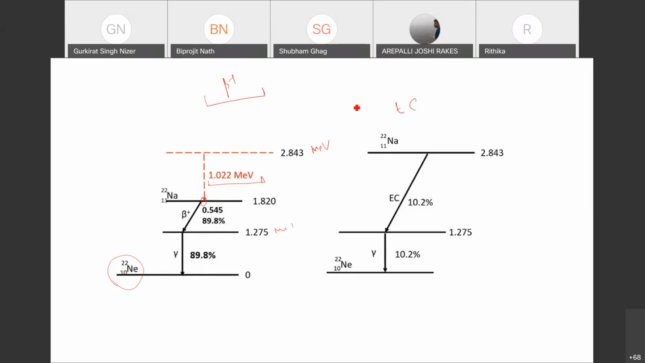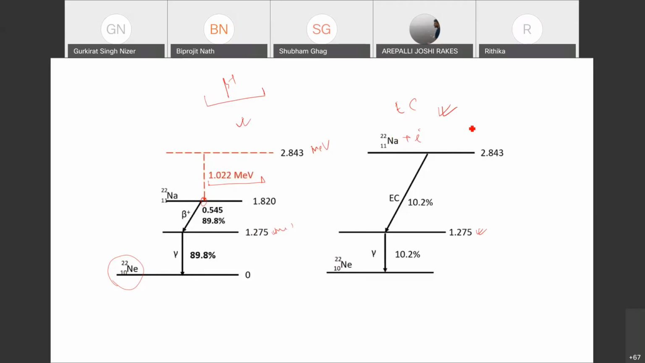And what goes on in electron capture? This sodium-22 captures an electron and goes to the same state as this one. And from this state, it goes to the ground state of neon-22. So both paths have resulted in neon-22, that's the more stable state. But now the question is when positron decay will happen and when electron capture will happen.